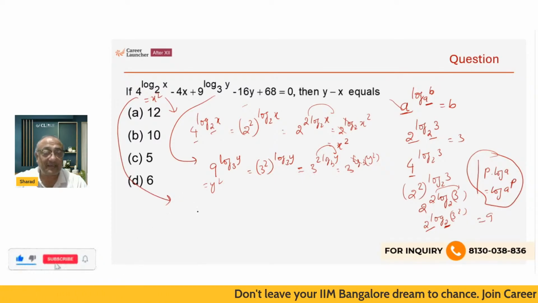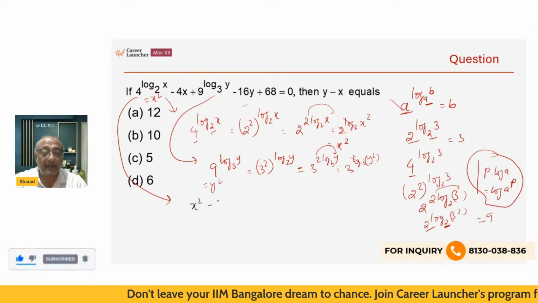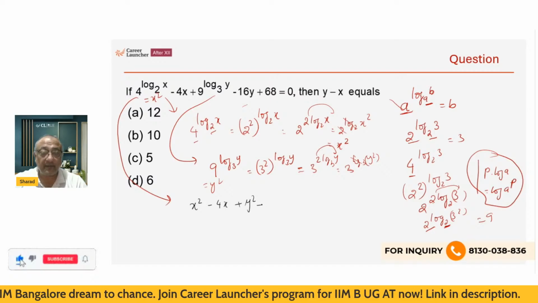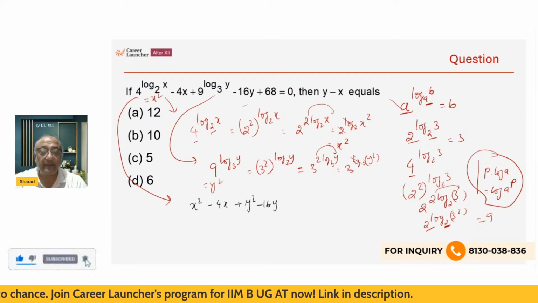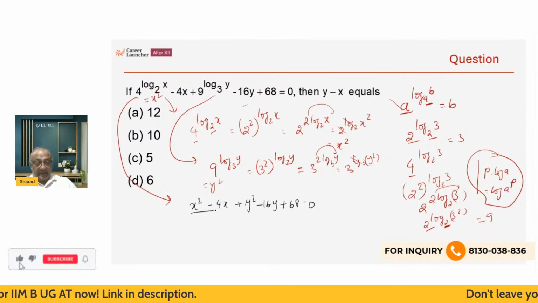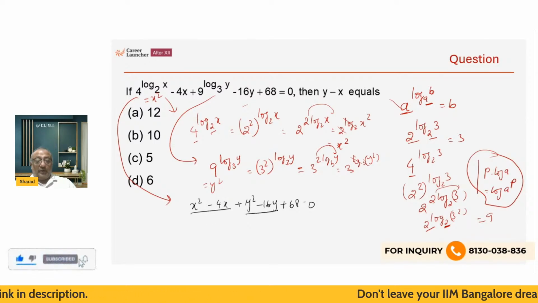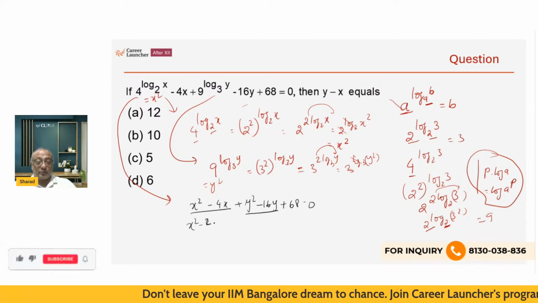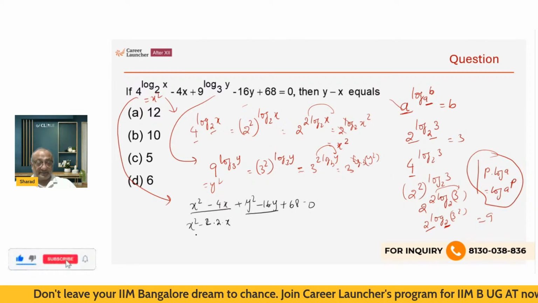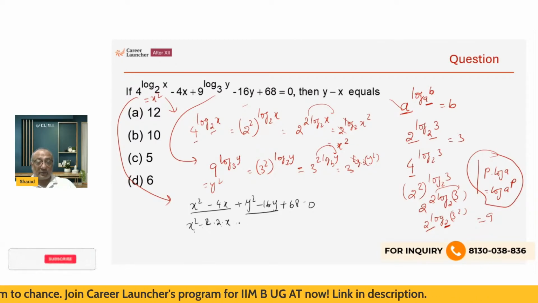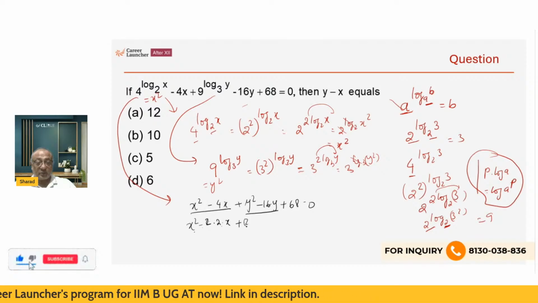So this is x square minus 4x plus y square minus 16y plus 68 is equal to 0. Now again there is a quadratic concept. This I can convert into a perfect square. How? I can write x square minus 2 into x. This is a square minus 2a. If there were a square of 2, it would work out. So we will write 2 square. This is one perfect square, children.